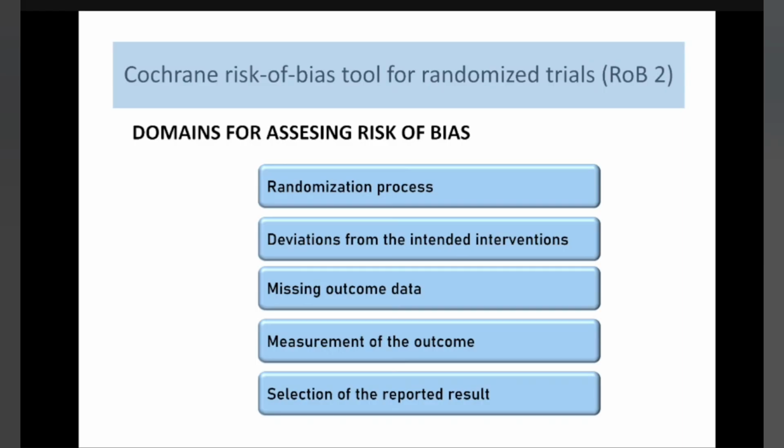Though definitely if drugs are given in a high dose, it will show more efficacy. So it also increases the bias in our randomized control trial. Then missing outcome. What we have done now, I will not go into the concept of ITT and per protocol, but I will give you a simple example.